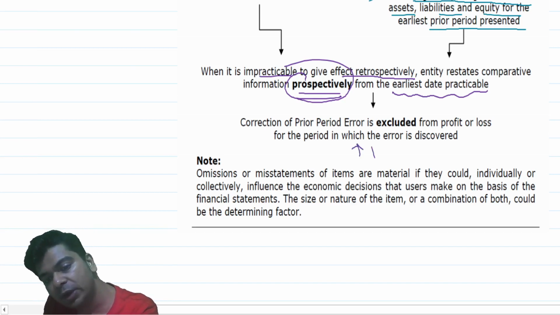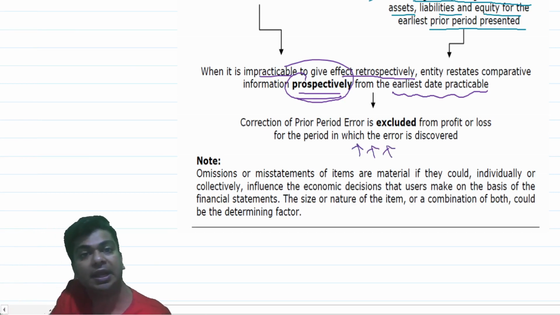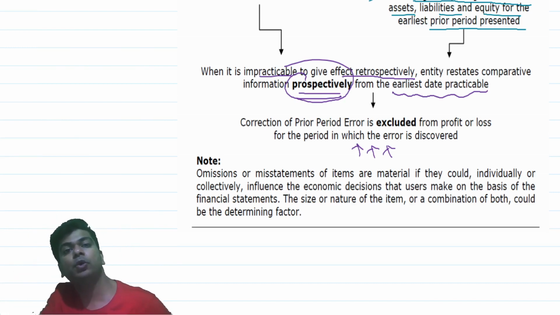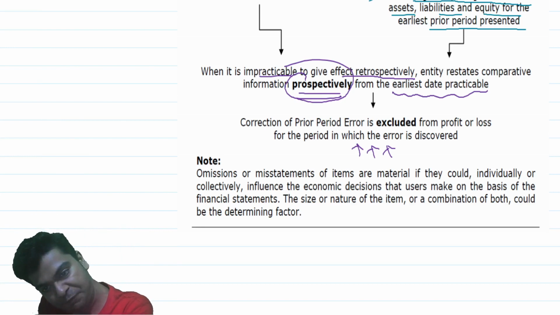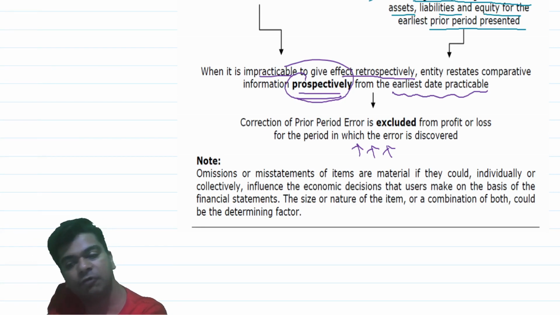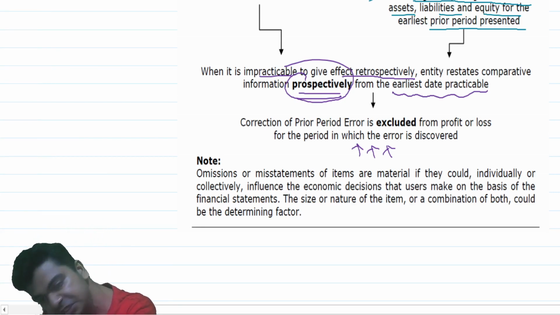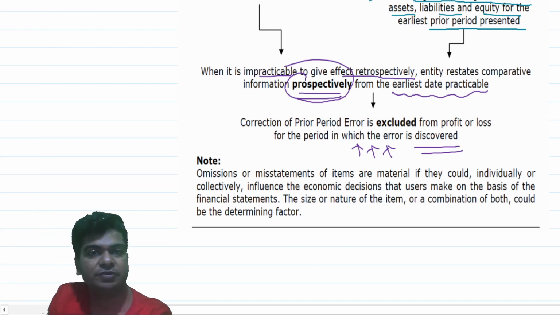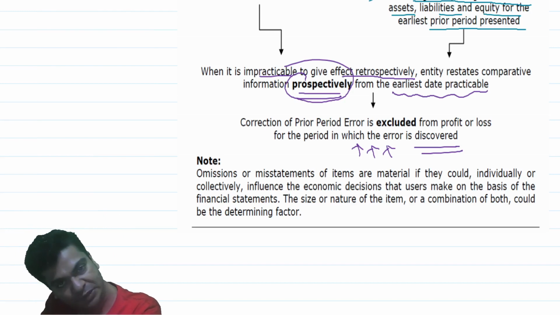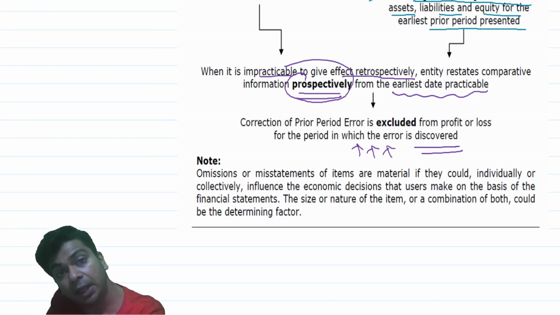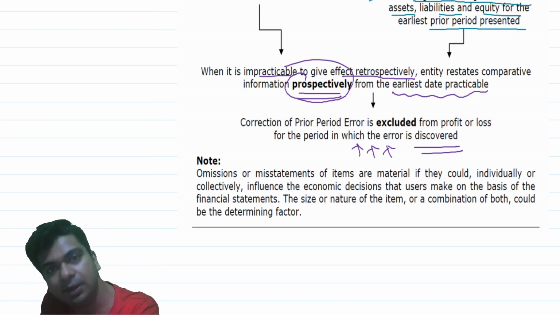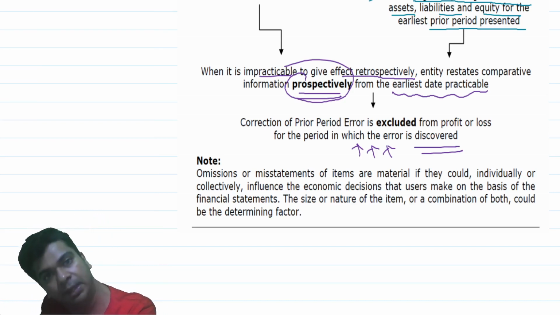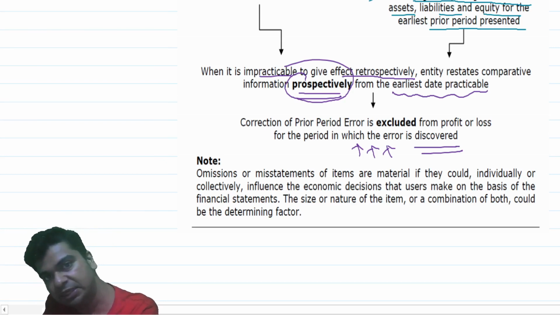Final point that you have to understand, and this is absolutely against what we do in Accounting Standard 5. Actually, this last point is what you do in AS 5. Correction of prior period error is included in profit and loss for the period in which the error is discovered. This is exactly what AS 5 says. AS 5 says, okay, the error was committed in the past, but give its effect in the period in which it is detected. Ind AS 8 says that the effect of prior period error can never be given in the period in which it is detected.